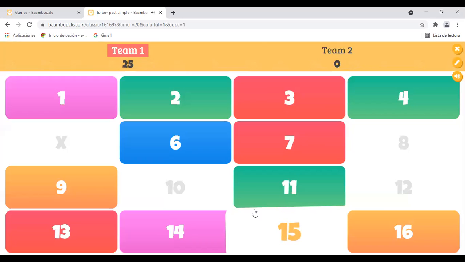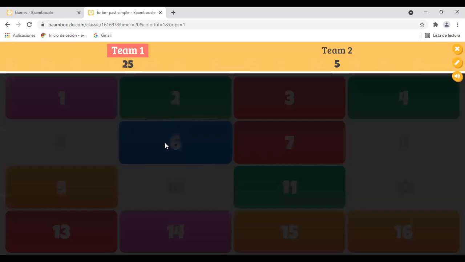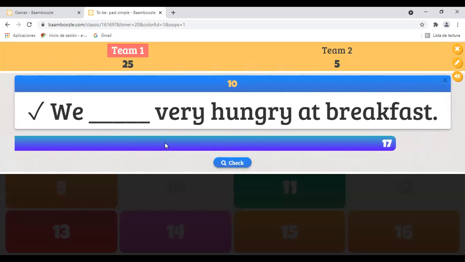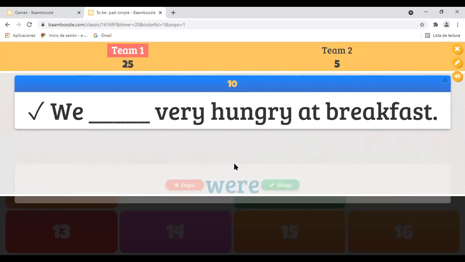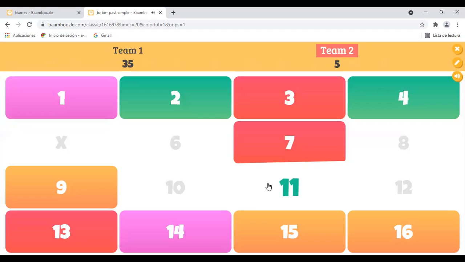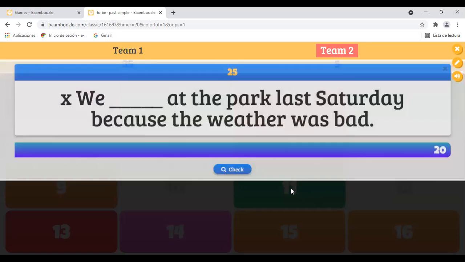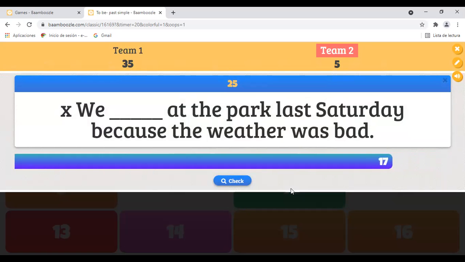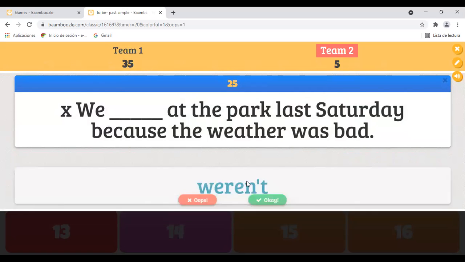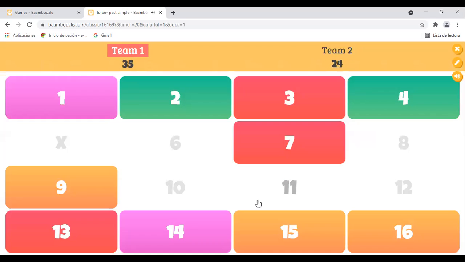So you have 5. Girls, your turn. Tell me a number. 6. They're hungry at breakfast. Where? Okay. And you are okay. Boys, it's your turn. 11. Okay. We at the park. We weren't at the park. Weren't. Okay. Excellent, guys. Almost close to the girls.